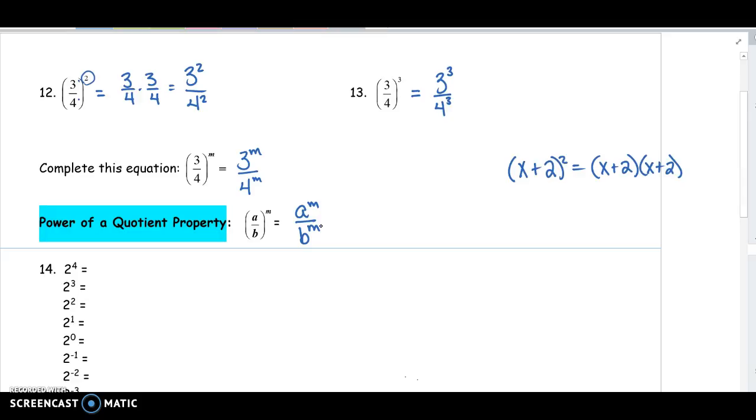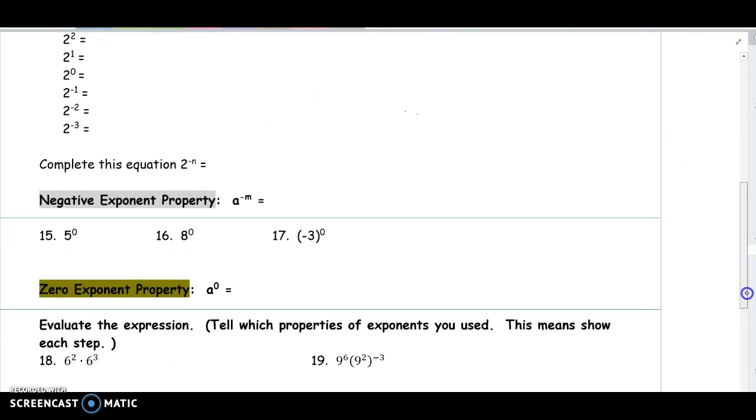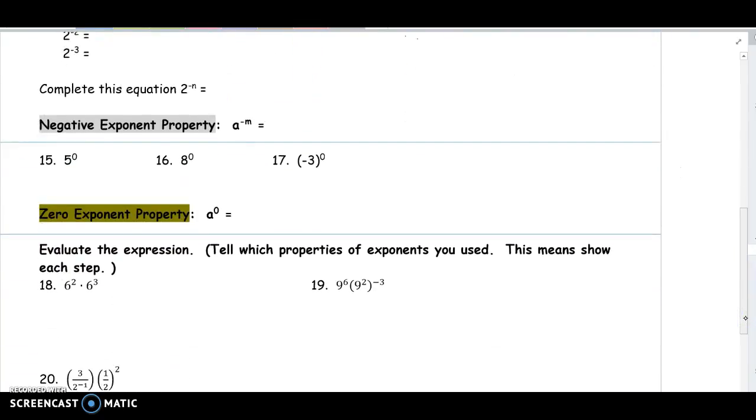We are going to jump over number 14 and do the next property and then go back to number 14. I think it makes more sense to do the zero exponent property before the negative exponent property. If anyone has a calculator laying out on their desk right now, please try 5 raised to the 0. 1.